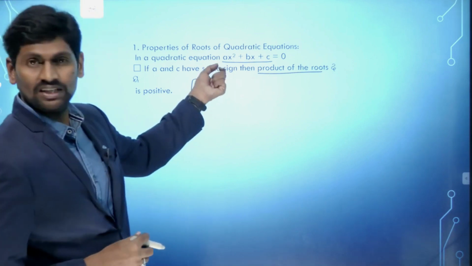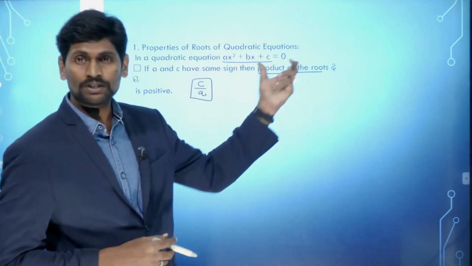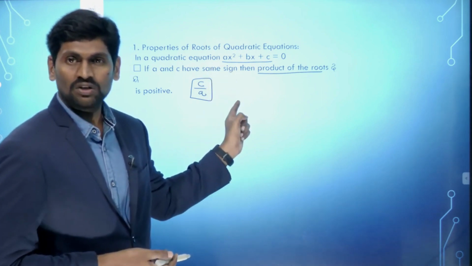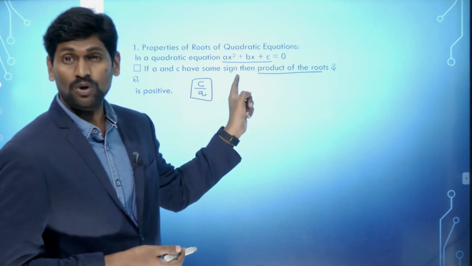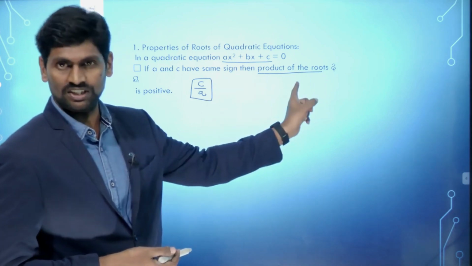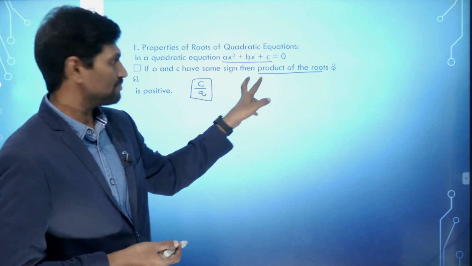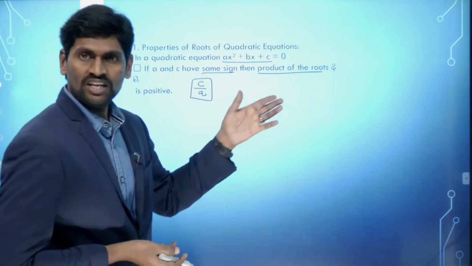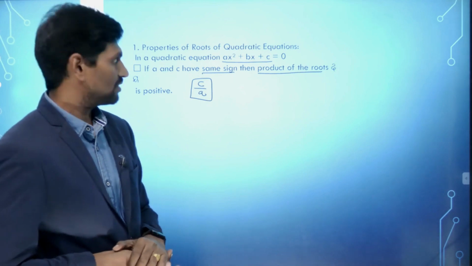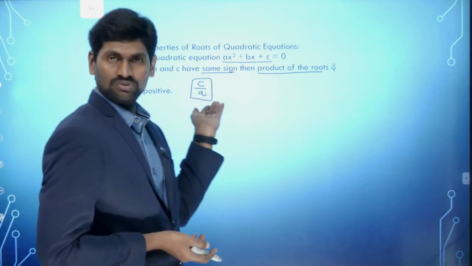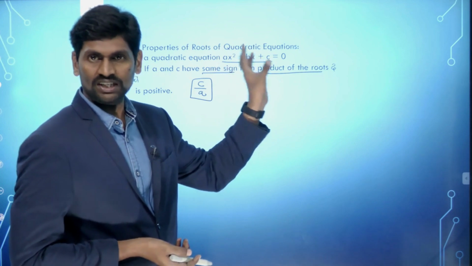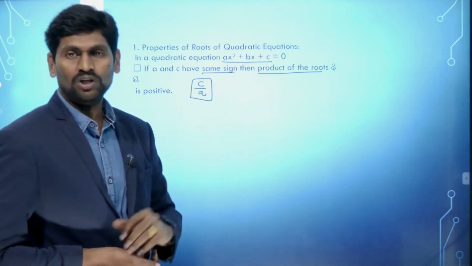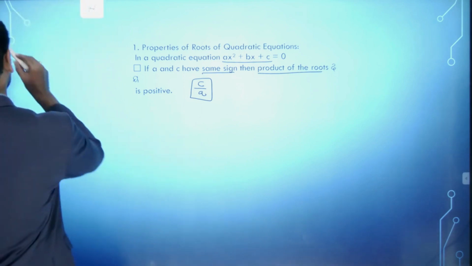In a quadratic equation ax square plus bx plus c equal to 0, where a is nothing but the x square coefficient and c the constant term, if both have the same sign, then c by a is also positive. That means same sign is nothing but positive here. Whether a and c are both negative or both positive, we will get c by a, the product of roots, positive. This is one point we discussed.